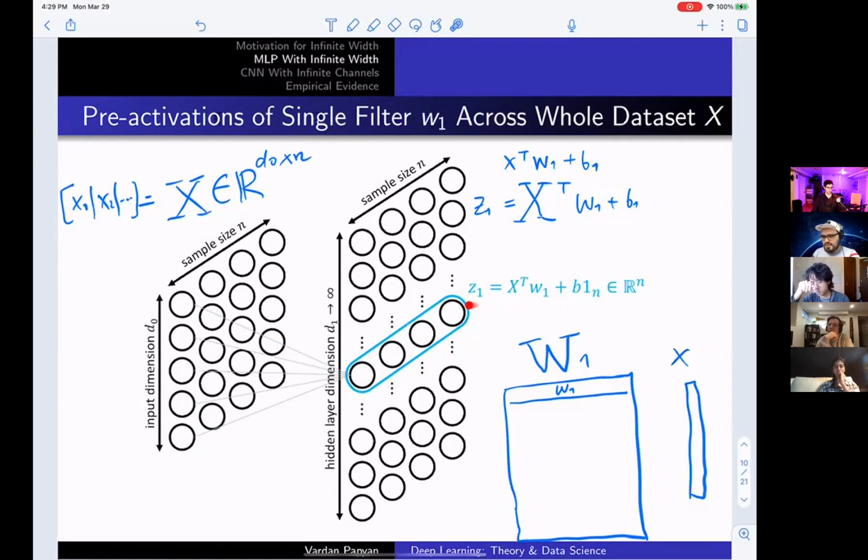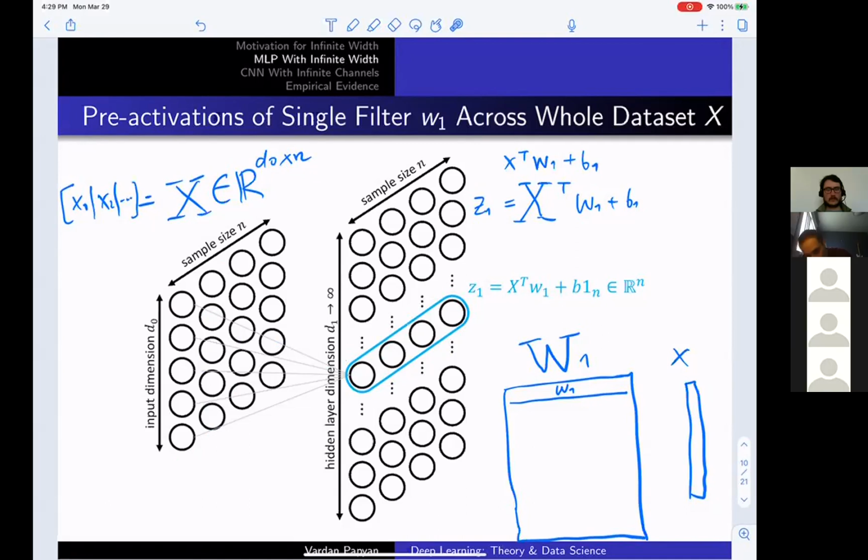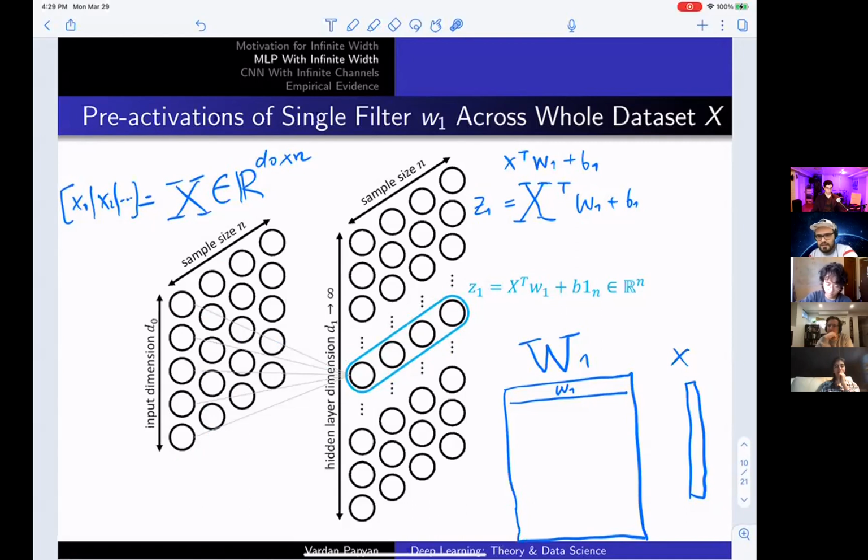Now, notice that Z1 is in R^N because it's of length number of examples in your data set. A different way to describe Z1 would be: take a fully connected layer, pick one of the filters in the fully connected layers, and just calculate the inner product of that filter with your whole data set. I see some confused faces, so does anyone want to maybe ask a question to clarify? Otherwise, it will be even more confusing in the future.